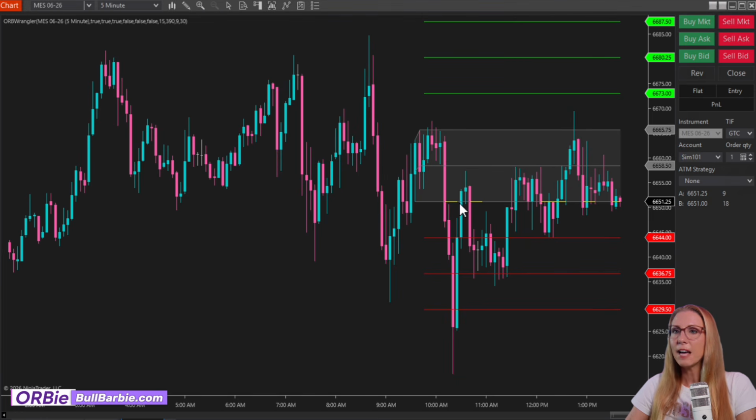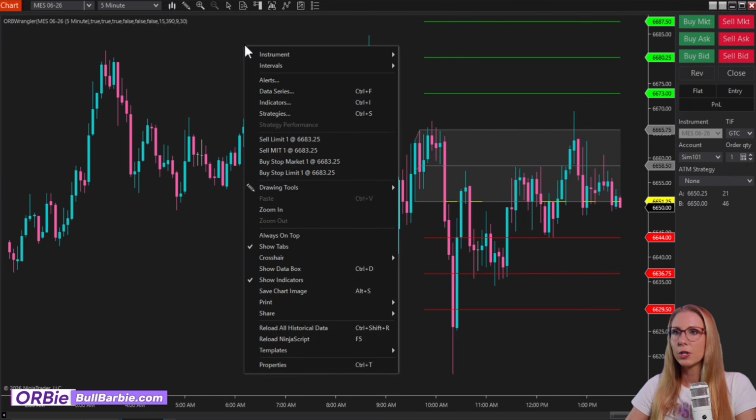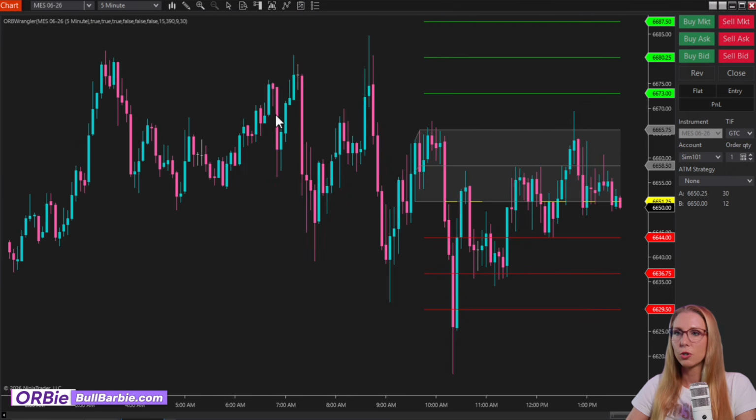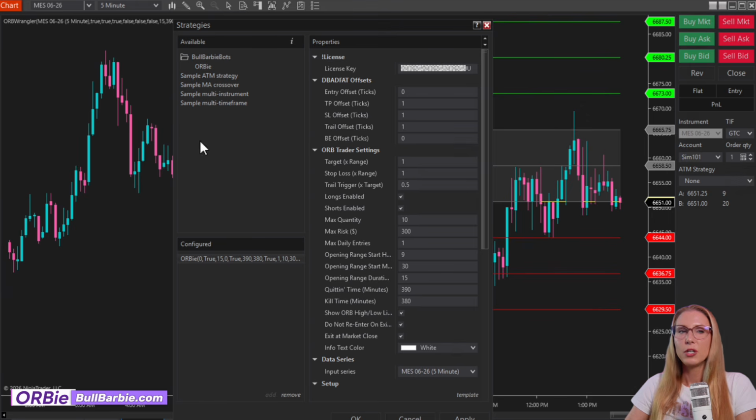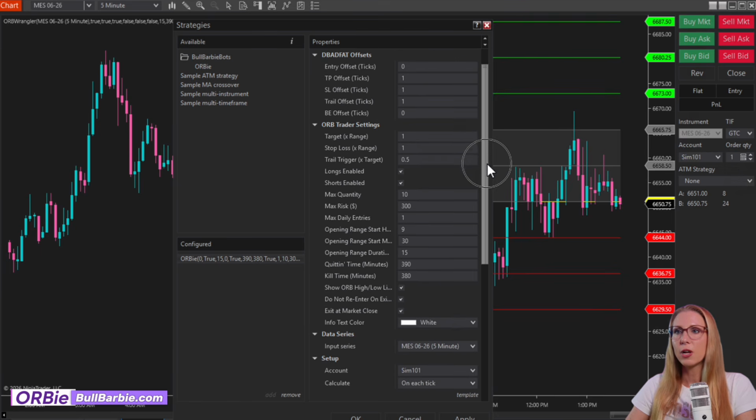So I just have a 5-minute MES chart here. And this little clipboard guy up here is your strategies. So you can click on that, or you can right click, go to strategies, or Control S, and that'll bring up the same little dialog where we can find ORBie under BullBarbie bots. And then you can double click or hit add to add it just like you would an indicator. And your license should automatically populate if you've added it at any other time.